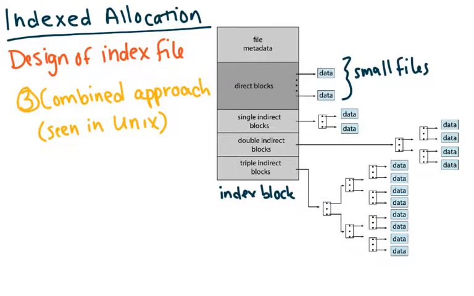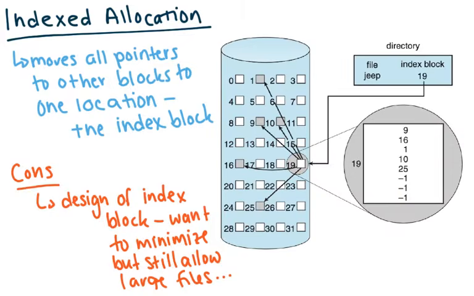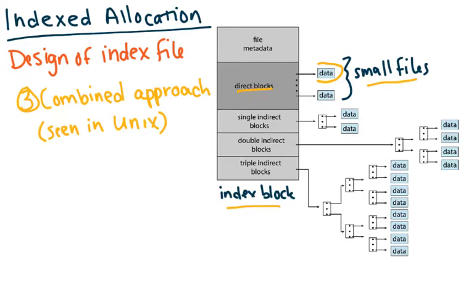And you can use a combined approach, and this is what's seen in Unix. In this combined approach, the index block actually has a bunch of levels. The first level is aimed at accommodating small files. These are direct blocks that will map directly to blocks in your secondary storage. So these index blocks will map directly to another block, just like at the very beginning when we talked about linked allocation, which directly links to another block. And that'll accommodate small files.